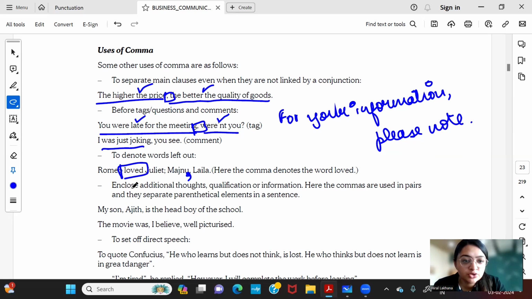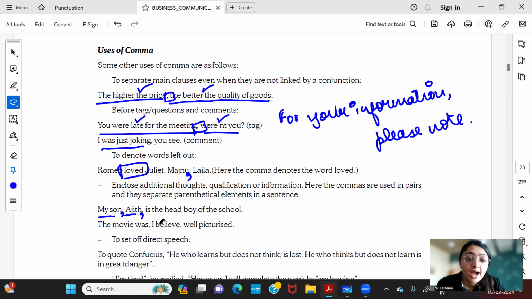Further, moving on to the other uses of comma. We can say to enclose additional thoughts, qualification, or information, that is within the sentence if there are multiple factors involved. For example, my son, Ajit, is the head boy of the school. Instead of saying my son is the head boy of the school, we have inserted a comma, wrote the name of the son, and then continued the sentence by inserting another comma. If there are multiple nouns within a sentence and we want to separate these nouns, by inserting these commas, there is a modulation that is given to the sentence.